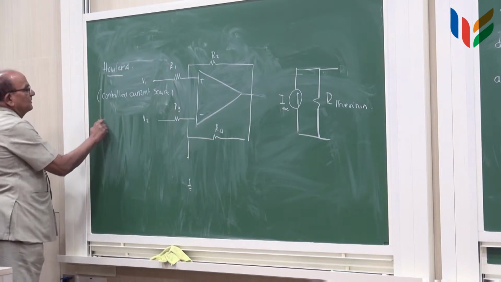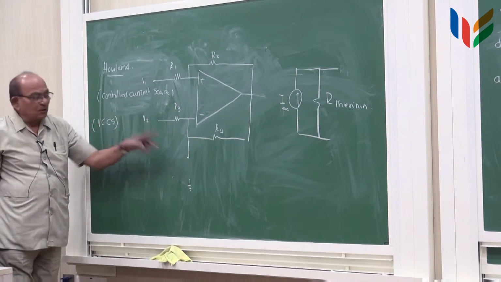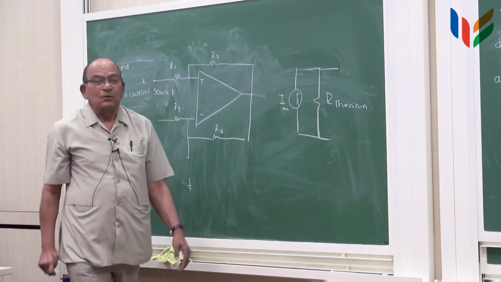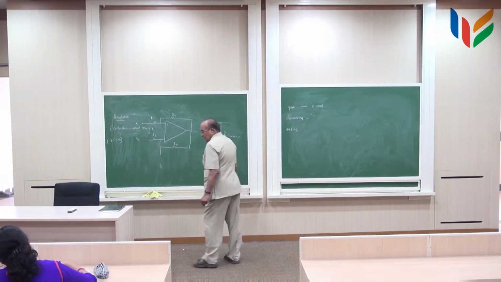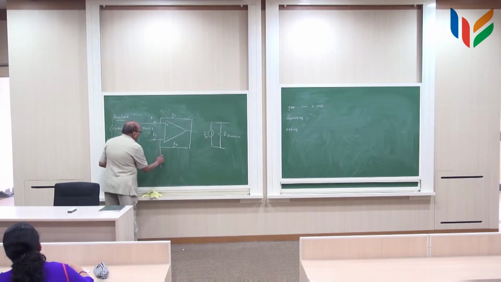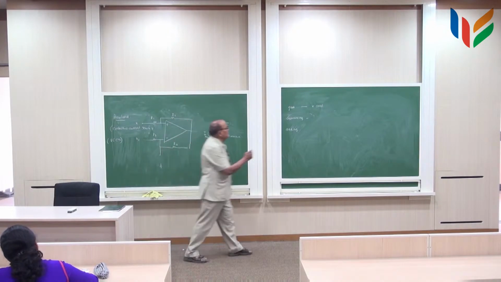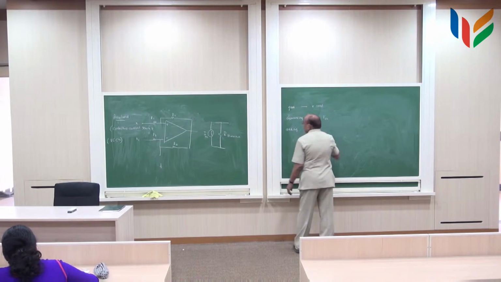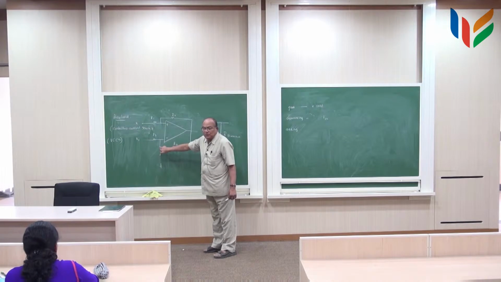Which is VCVS, VCCS. Two voltages control the current here. So it's a voltage controlled current source. And let's analyze this. Let's find out VOC. For finding Thevenin equivalent, we should find VOC. So you open circuit this voltage, it will be VOC.